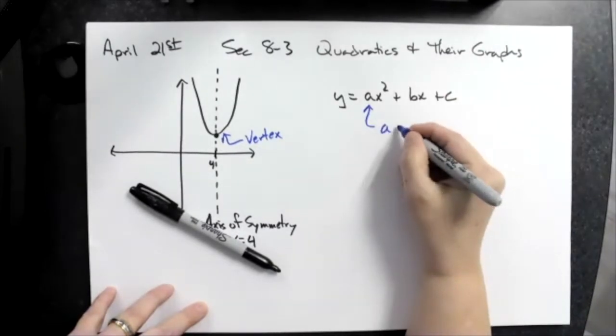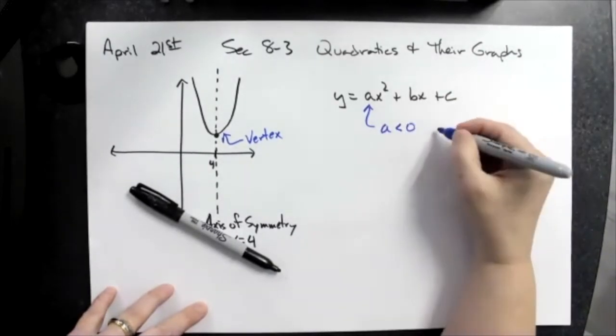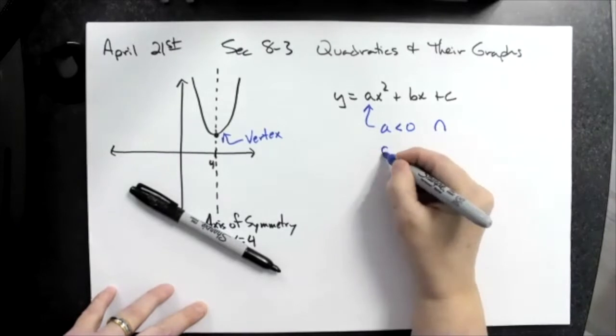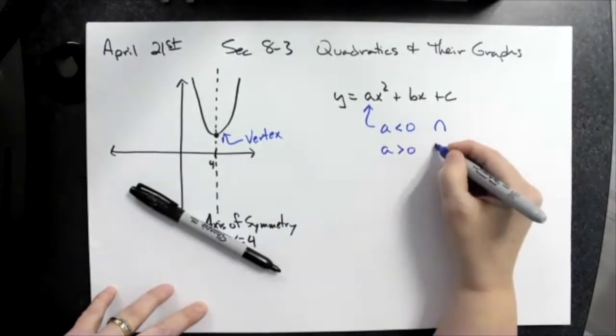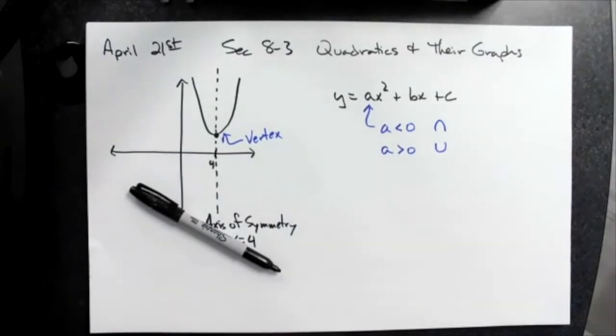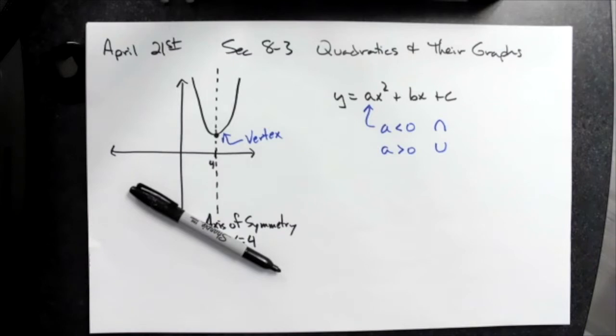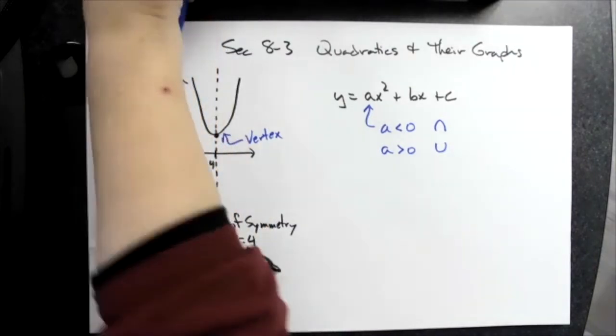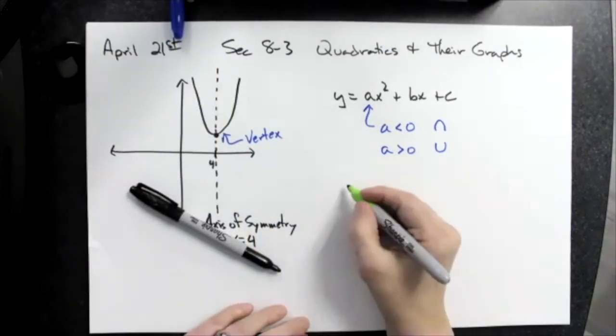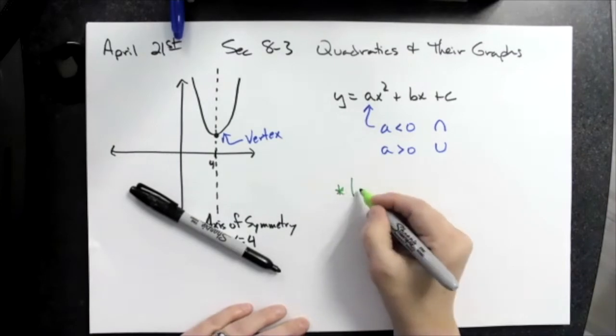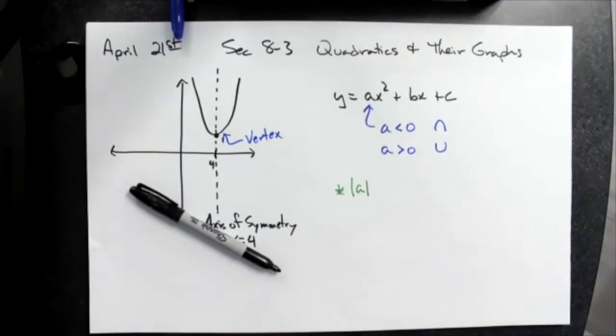When a is less than 0, or negative, then the parabola is upside down. When a is greater than 0, then it's right side up. Now we can be a little bit more specific about that. If I look at the absolute value of a, that also is going to indicate to me how wide or narrow it is. If we're just sketching especially, that would come in handy.